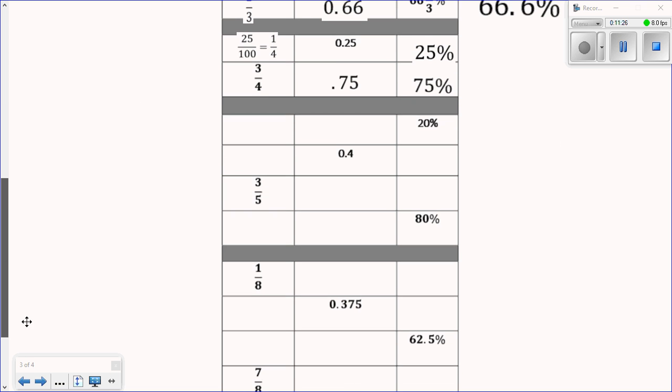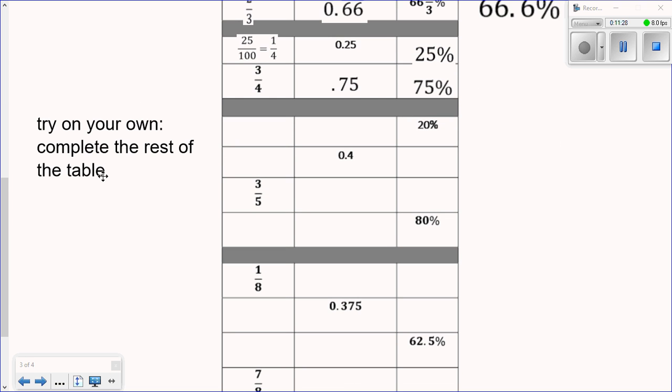The rest of this chart, or table, I want you to complete on your own. So I want you to try to fill these in on your own. Some might be a little bit easier than others, which is fine. Okay? But just give it a try. And we will go over the rest of this chart or table in class to make sure you understand it. And that's all we have to do then.